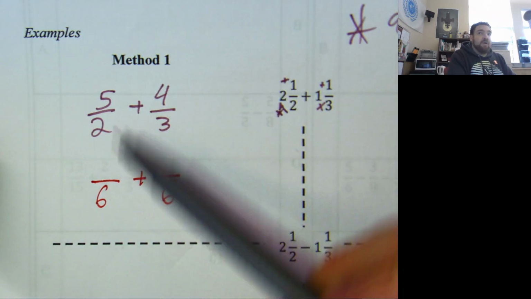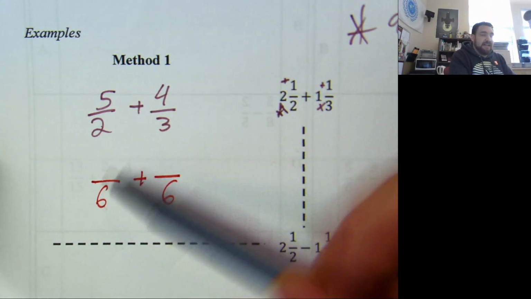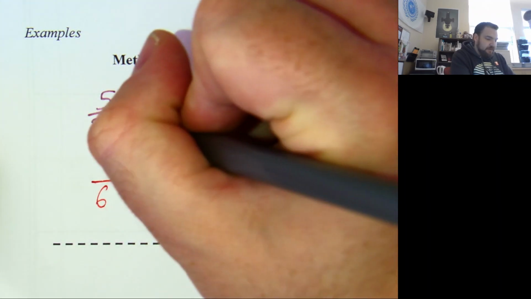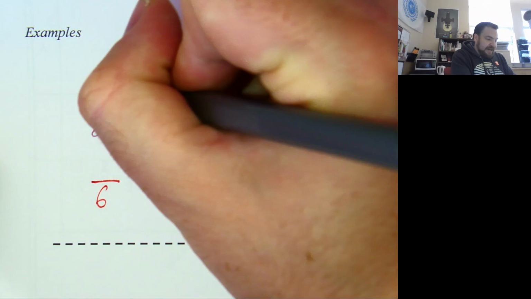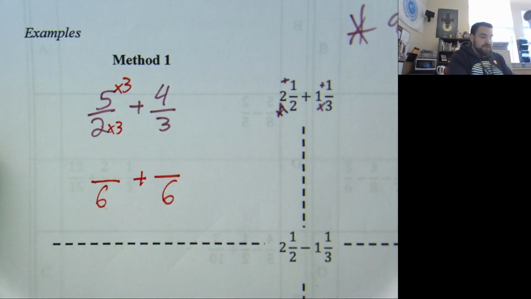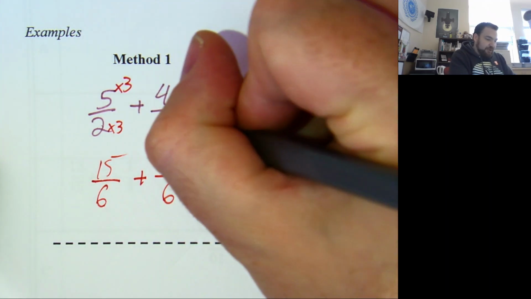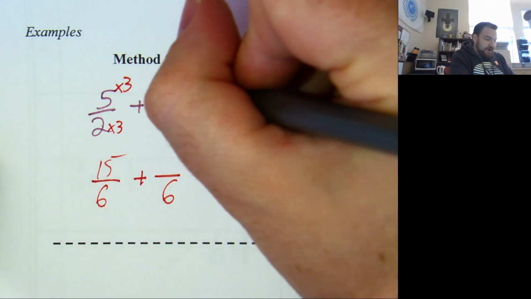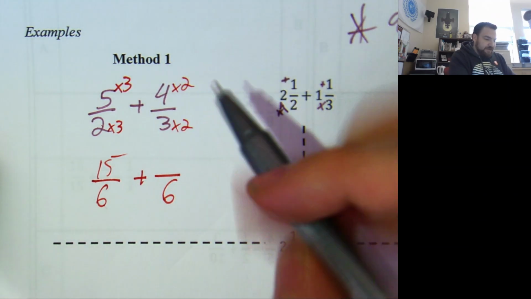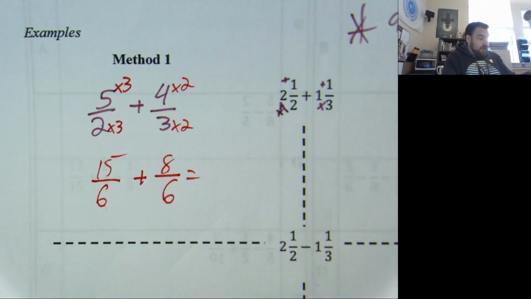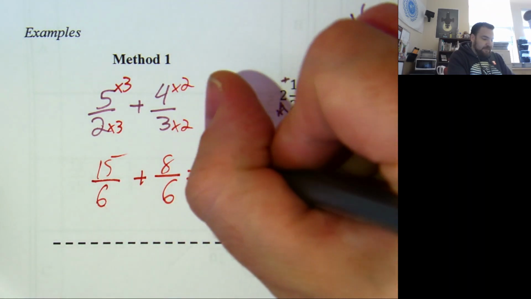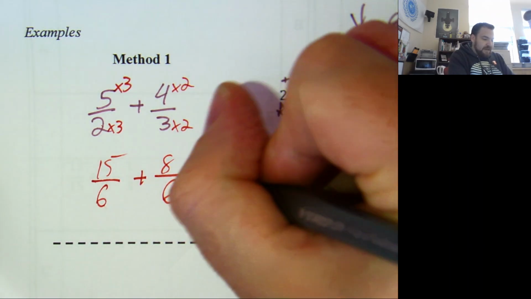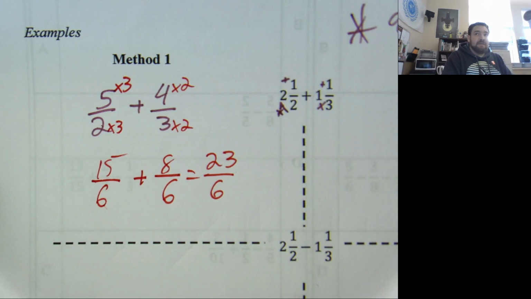What did I do to get here? Well, to go from 2 to 6, I have to multiply by 3, and whatever I do to the denominator, I have to do to the numerator. So 5 times 3 is 15. To get from 3 to 6, I multiplied by 2. Whatever I do to the bottom, I do to the top. 4 times 2 is 8. And now we just go across the top. 15 plus 8 is 23. The denominator stays the same.